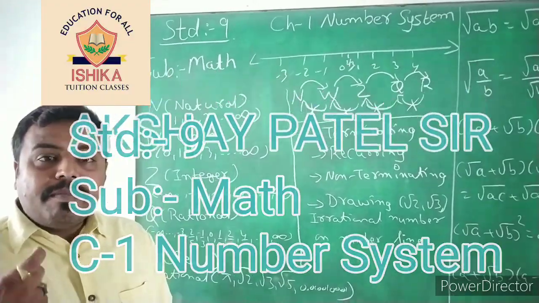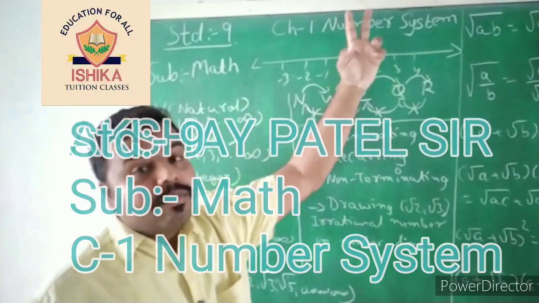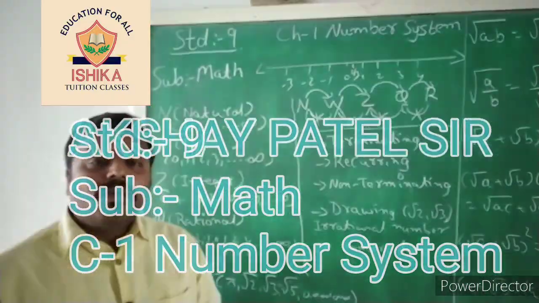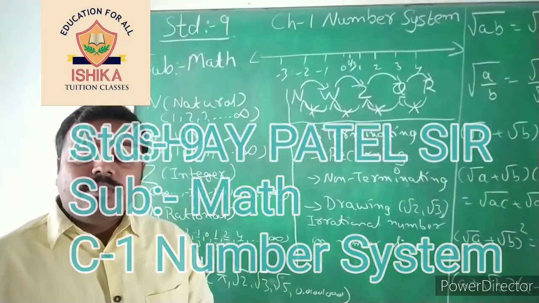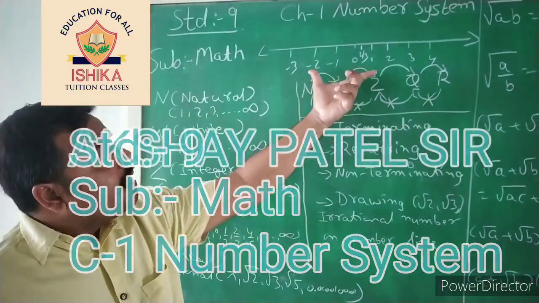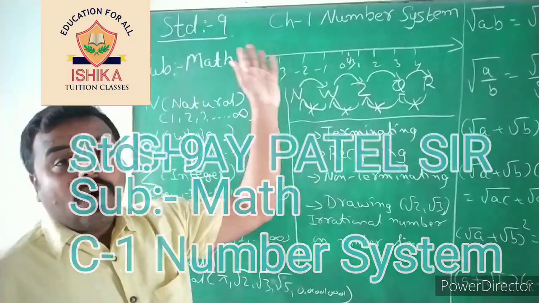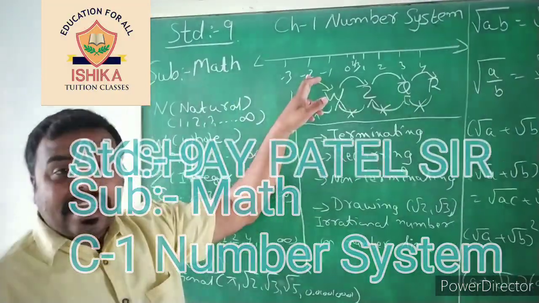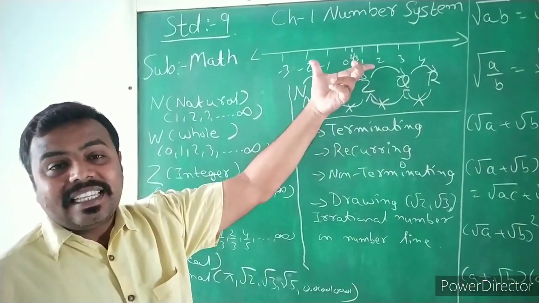Starting chapter number 1 of Maths of Standard 9, that is number system. Now, for understanding this number system, you require some basic knowledge of the different systems that we are using in Maths. Say for example, up to 8th standard, you might have drawn a number line like this, in which in the center it is 0, on its right hand side there are positive numbers, and on its left hand side there are negative numbers. This number system you have studied in 8th standard.